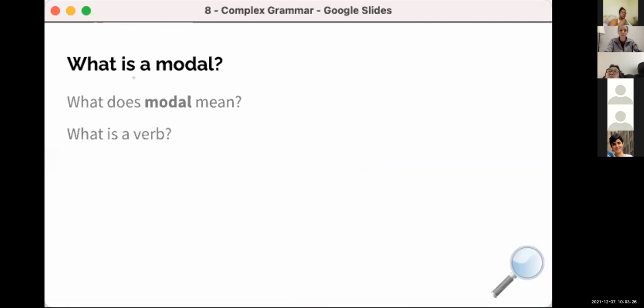To remember. Modal is from mode. That's the way. Mode is the way. Yes, it's follow the way.